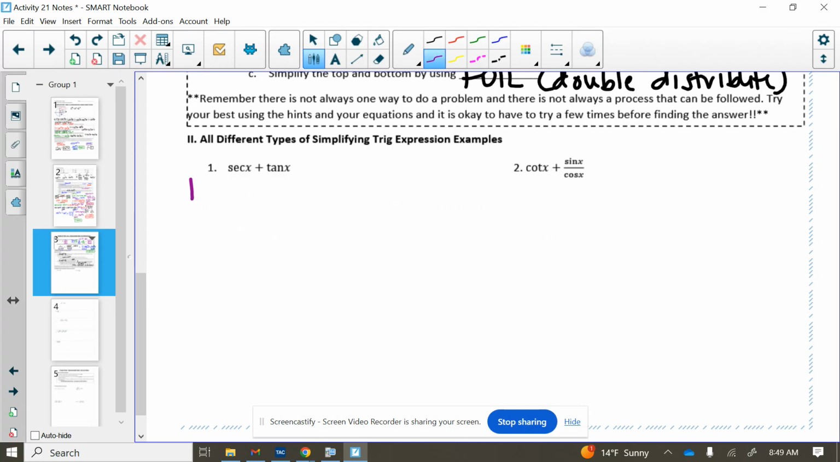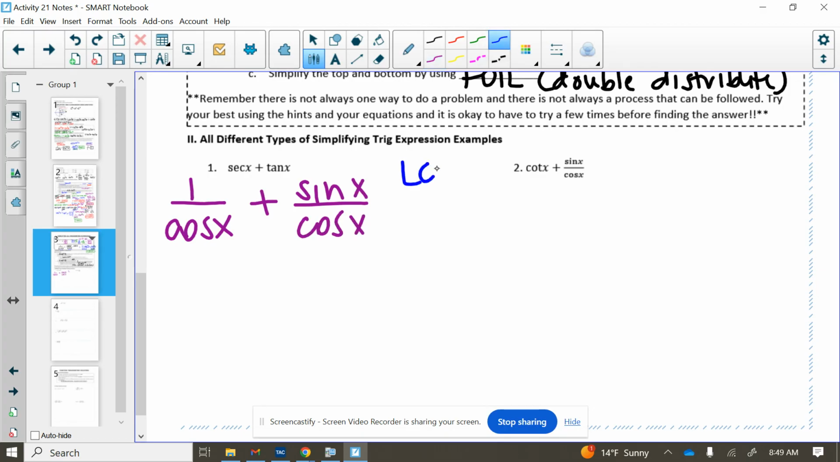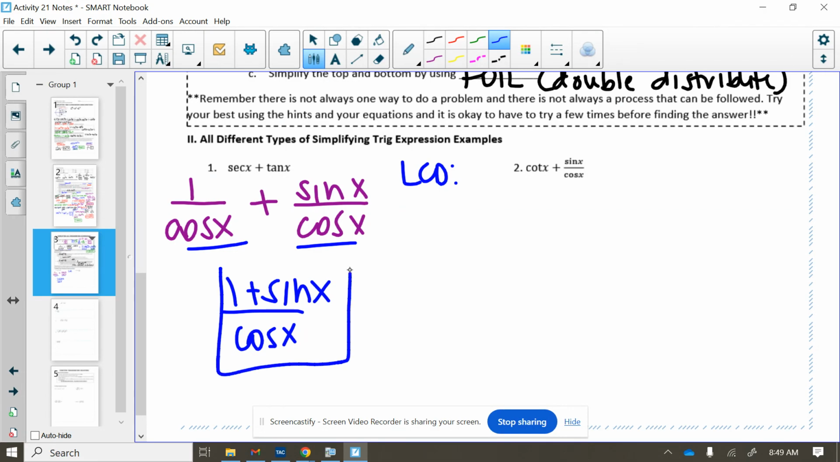Okay, we see that secant for this first one is 1 over cosine of x, and tangent is sine of x over cosine of x. Well, in this case, we have the LCD of cosine x already, so we're able to rewrite this as one singular fraction all over cosine. 1 plus sine would be our numerator, and in this case, that's as simplified as that one is going to get. Nothing more we can do there, and sometimes that happens.